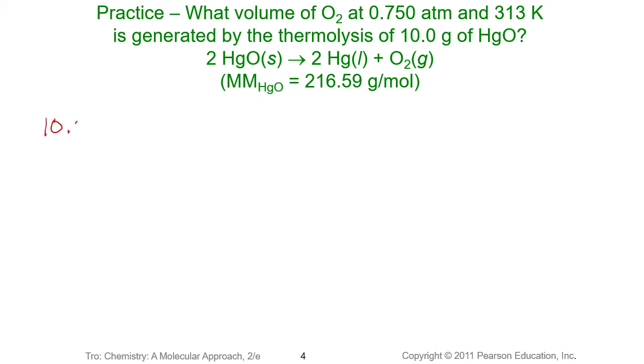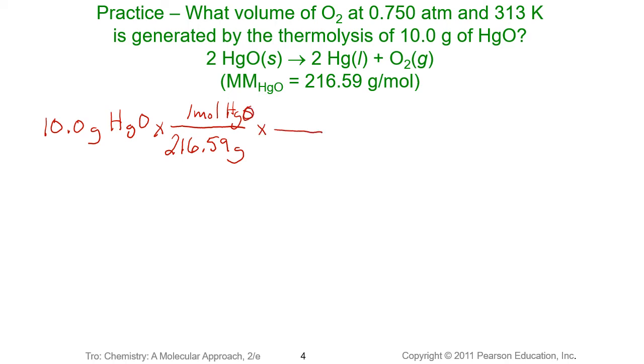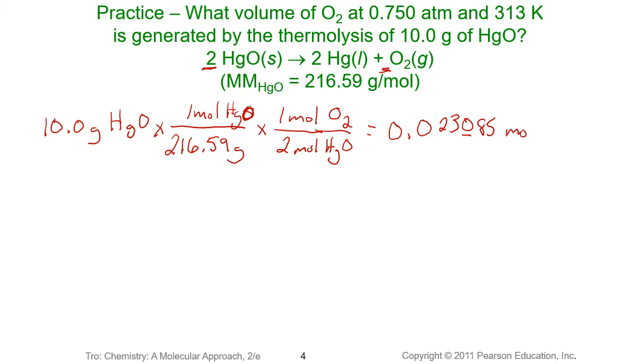If we have 10 grams of mercury(II) oxide, given the molar mass, we can convert to moles. Now that we're in moles, we can use our balanced chemical reaction to convert from moles of mercury(II) oxide to moles of oxygen. We see that we end up with 0.023085 moles of oxygen.